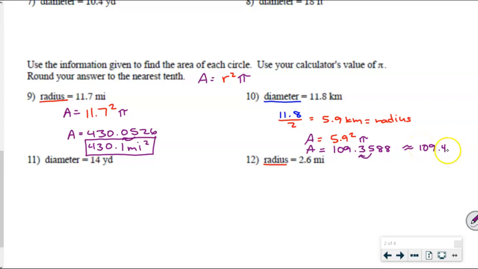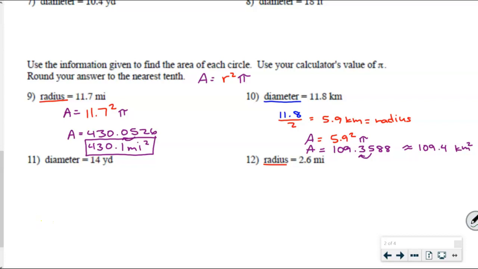Talk with your groups. What are the units of measure that I am going to use here? Talk with your groups, please. Ready, set, go. Did you guys come up with kilometers squared? Why is it squared and not just kilometers? Grant? Yeah, we're looking at the area. The area is measured in square units.